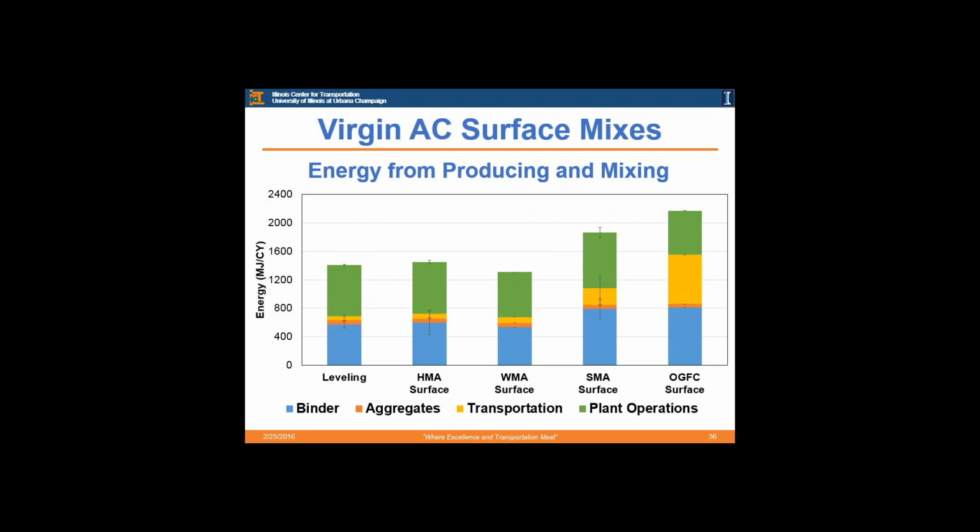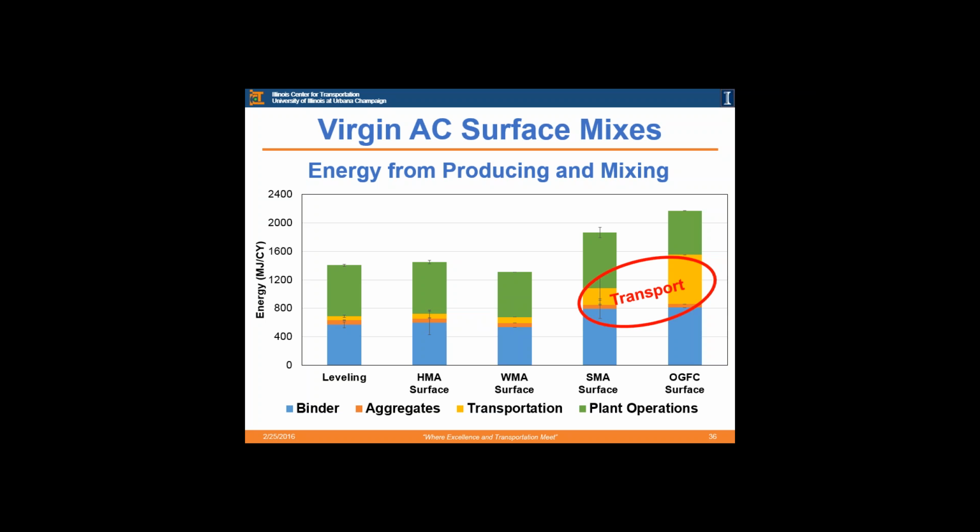So first, looking at the mixes, these are the asphalt concrete surface mixes. They don't contain any recycled material because we wanted to show the differences between the types of mixes that we're looking at. These are surface mixes, and you can see a breakdown of the contributions of different processes. For example, the blue here is the binder production, and then we have aggregate production in orange, transportation in yellow, and then plant operations in green. And as you can see, the two major contributors are the plant operations and the production of the binder.